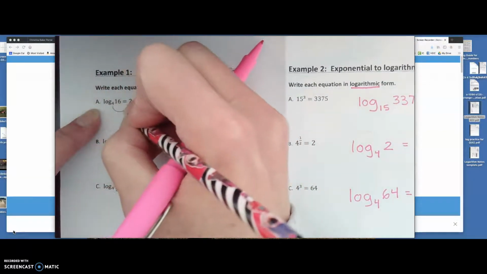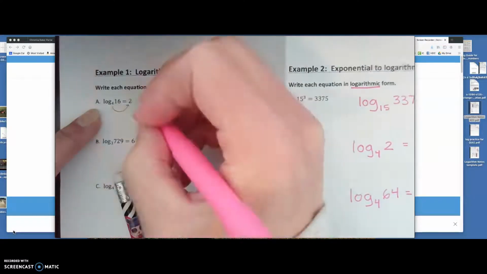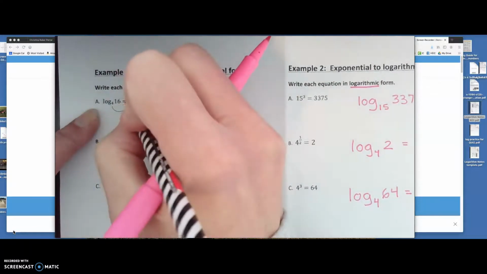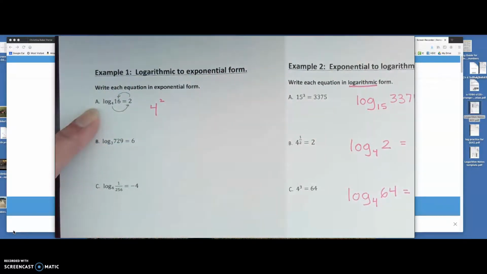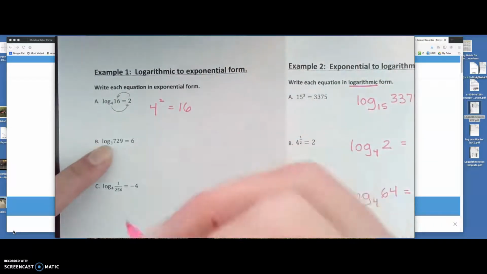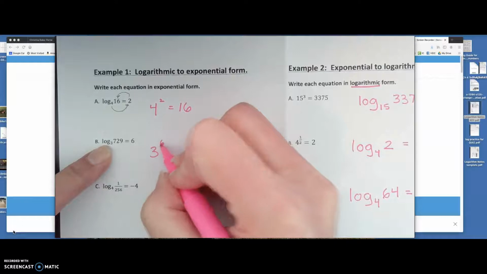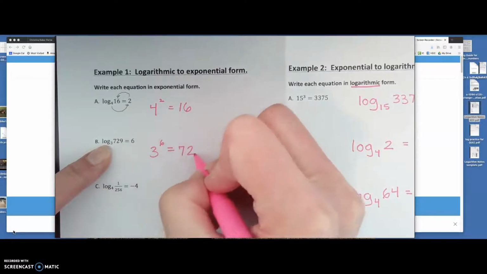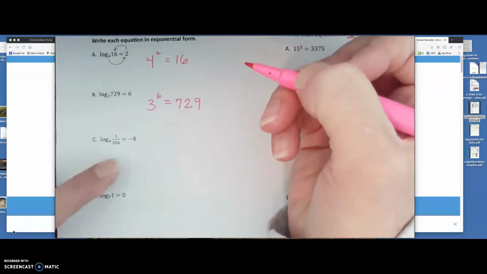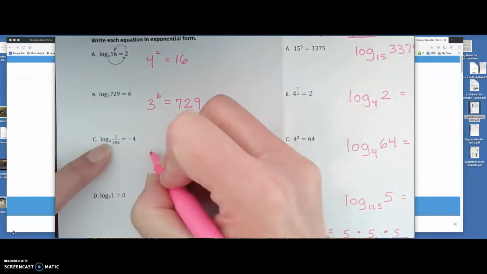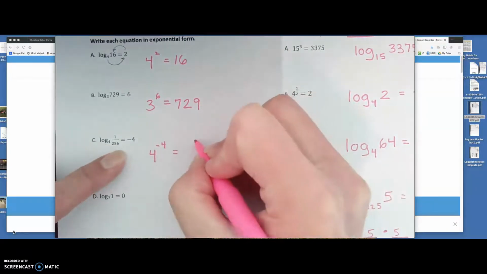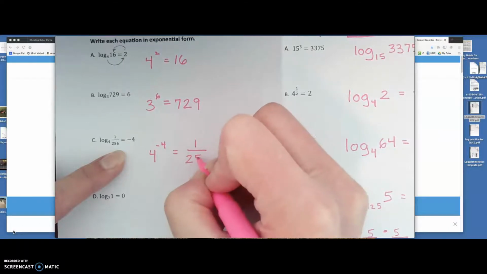So you just start with the 4, raise it to the 2. So you're going to write 4 squared, and then set it equal to the 16. 4 squared equals 16. Okay, the next one you're going to do is 3 to the 6th power equals 729. So these ones go a little quicker. So this would be like 4 to the -4th power equals 1/256.